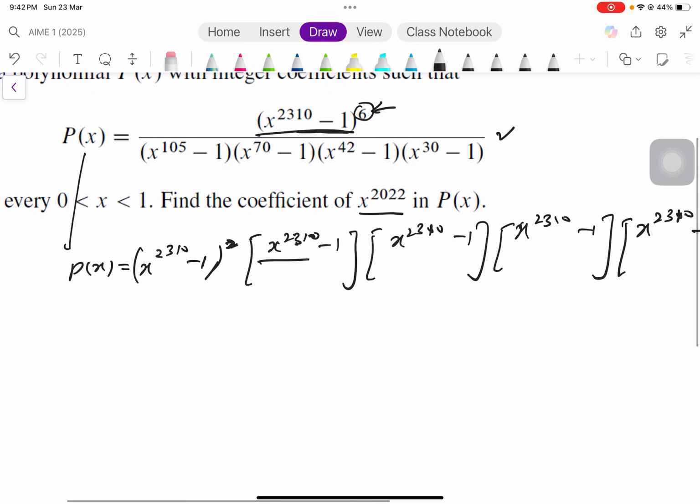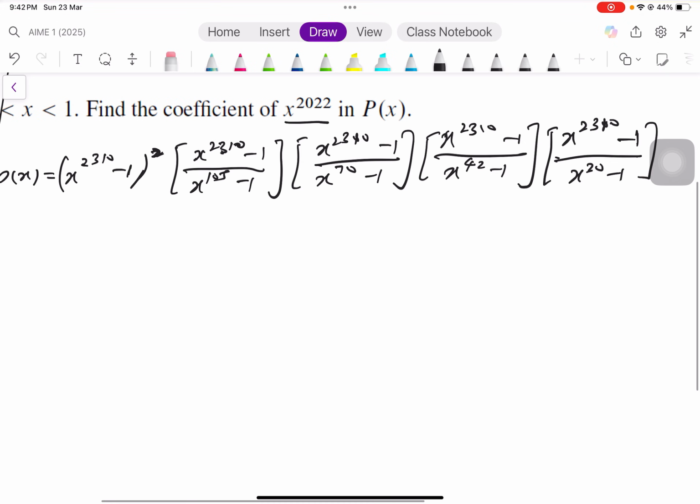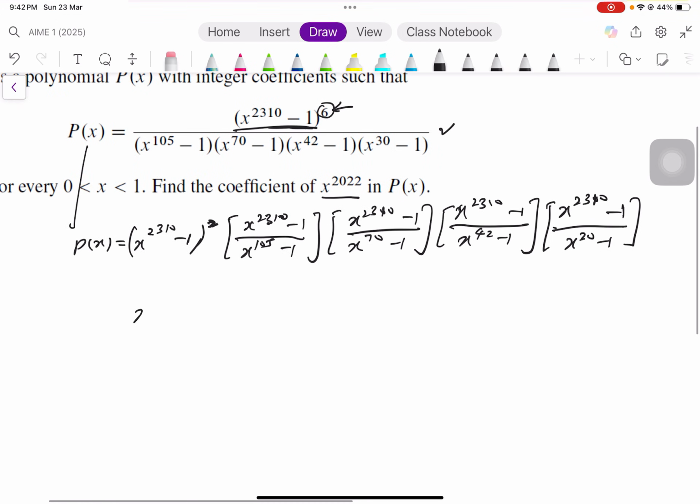And then the denominator here is (x^105 - 1), (x^70 - 1), (x^42 - 1), and finally (x^30 - 1). Then I want to introduce this identity. We know that x^n - 1 we can always factorize into (x - 1) times (x^(n-1) + x^(n-2) + and so on, all the way to x + 1).